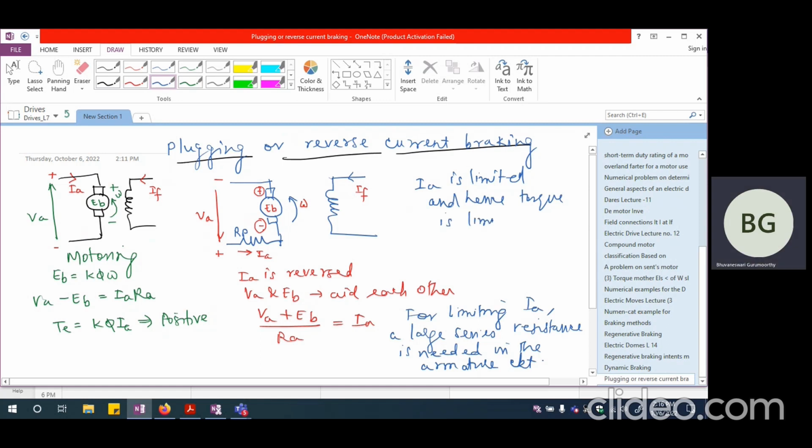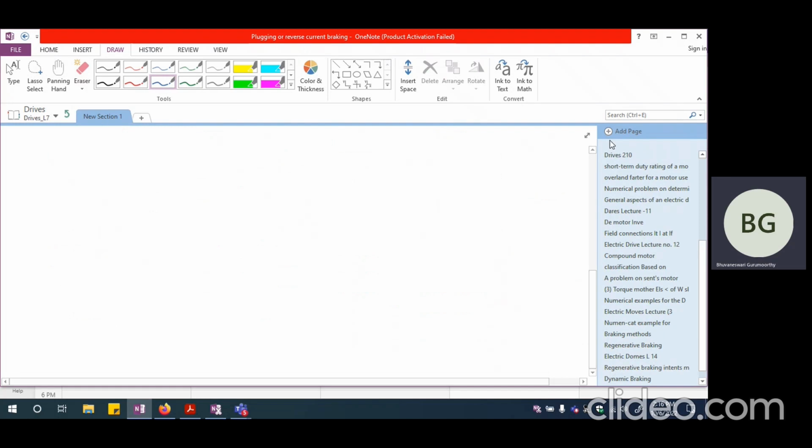So in this particular case, what we are doing is we are drawing power from VA and we are wasting that also across the resistance and also by generating a braking torque. And apart from that, we are also wasting the kinetic energy stored in the rotating parts. So both the energy drawn from VA as well as the kinetic energy stored in the rotating parts, both are wasted during plugging.